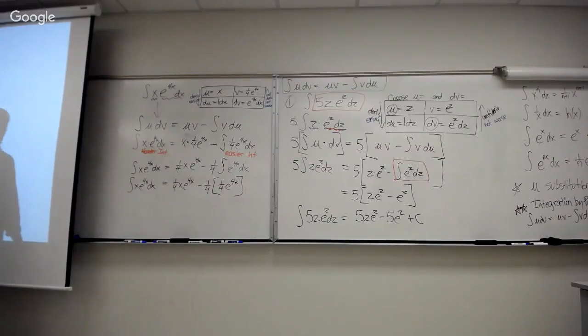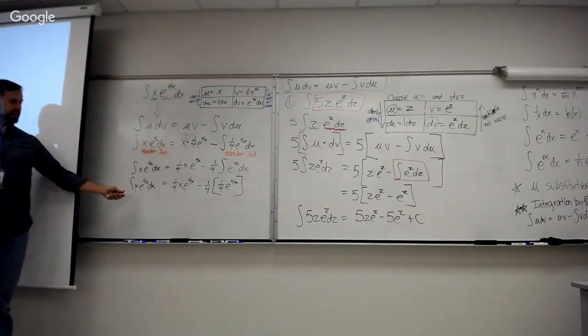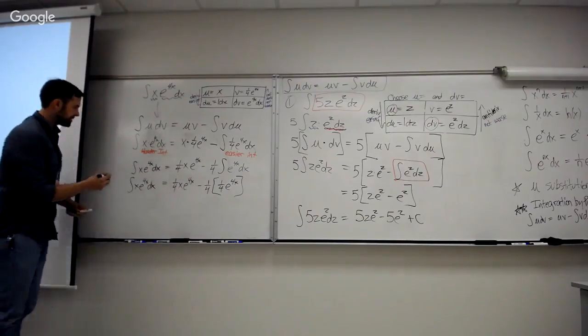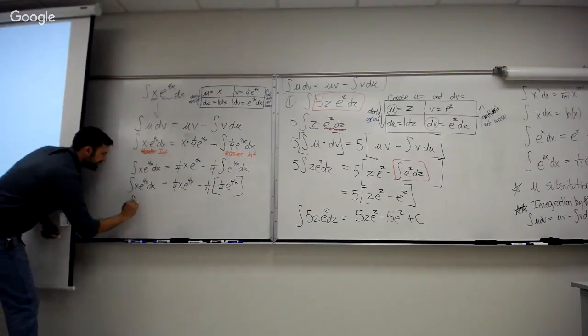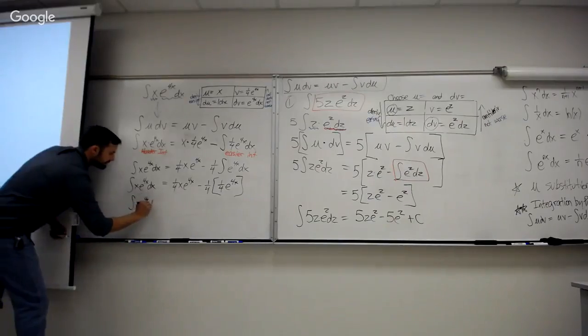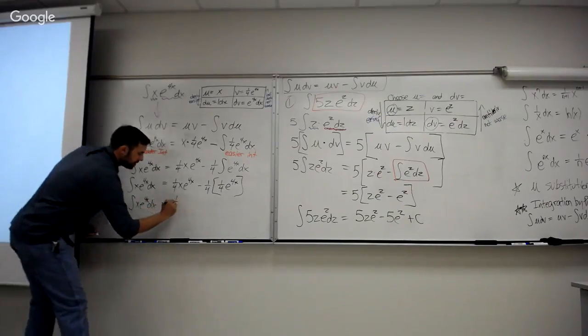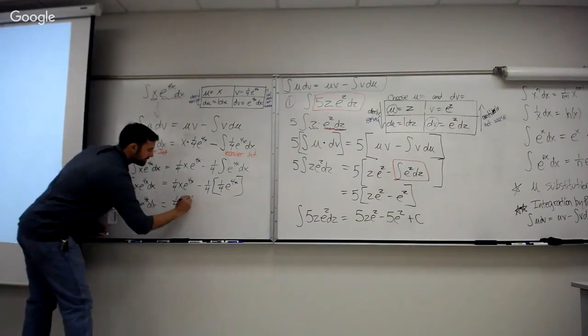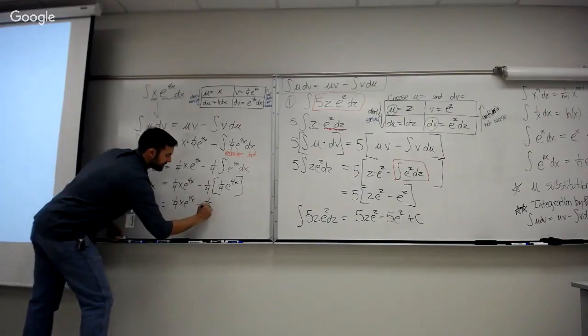All the integral symbols are gone. That means we have successfully taken the integral of the item on the left-hand side, and we just have an algebraic expression now. So the integral of x e to the 4x dx is 1/4 x e to the 4x minus 1/16 e to the 4x.